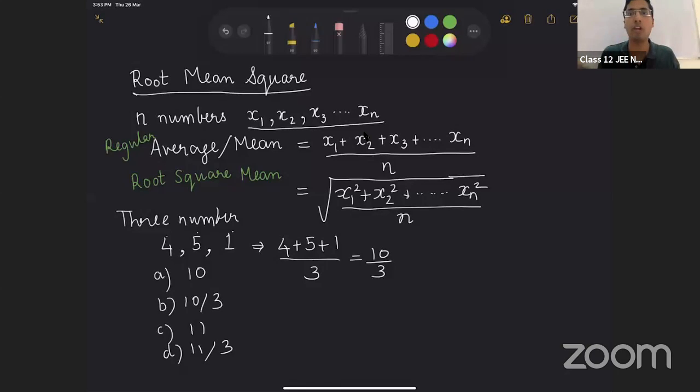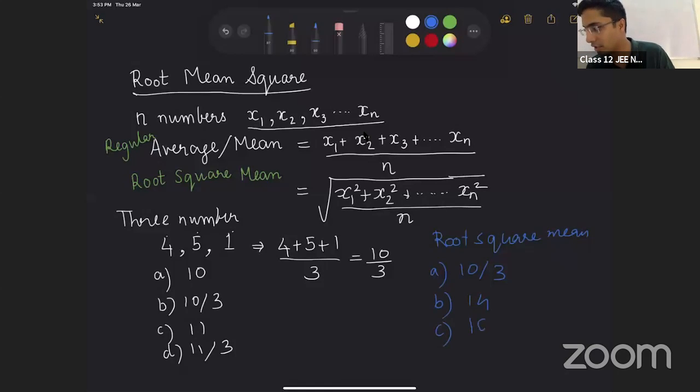Now, if you want to compute the root square mean for the same numbers, that's my next question. What is the root square mean for the three numbers? Let me give you four options. A, 10 by 3. B, 14. C, 16. D, none of these. Okay. I'm going to launch a poll again. Answer the question, based on what I just taught you.